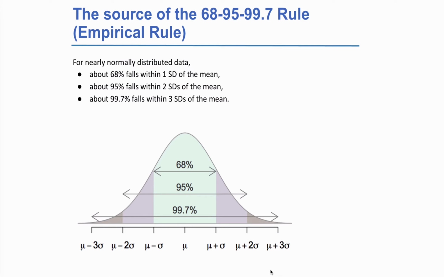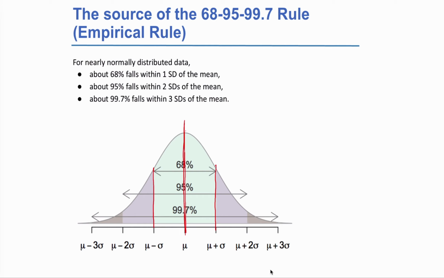So for normal distributions, we have something called the empirical rule, also known as the 68, 95, 99.7 rule. For data that are approximately normally distributed, about 68% falls within plus or minus 1 standard deviation of the mean. Since a normal distribution is symmetric, the mean, the median, and the mode are all the same number. And so minus 1 standard deviation to plus 1 standard deviation, that's going to be about 68% of your data.